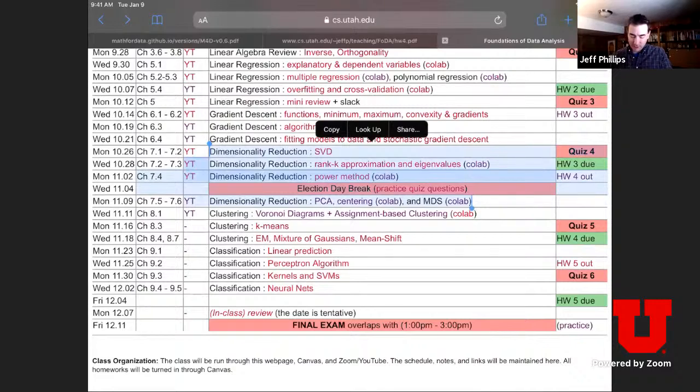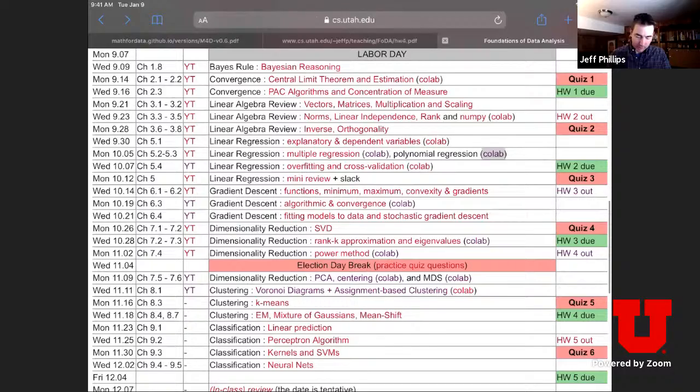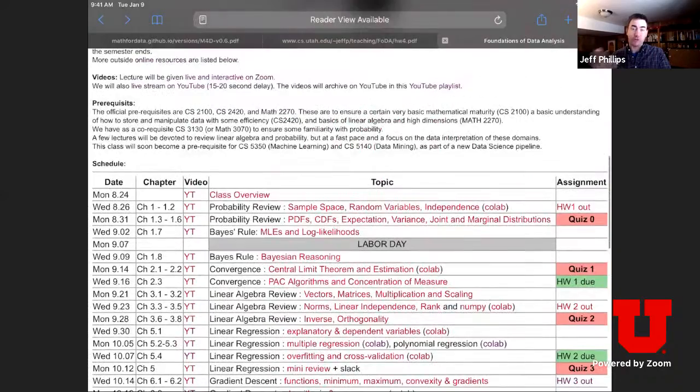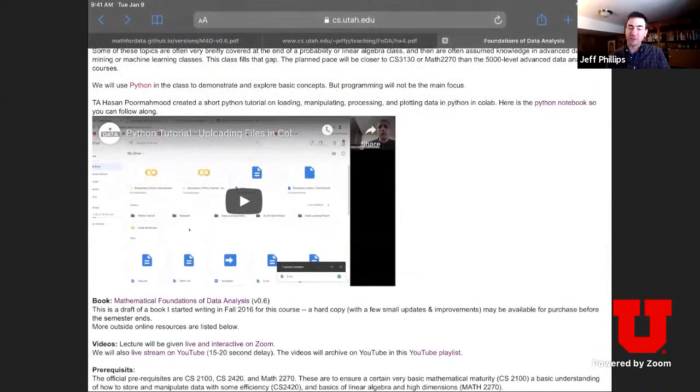And again, if you need a review of Python, Hassan put together this nice tutorial about how to load files. There's a lot of great information in there.